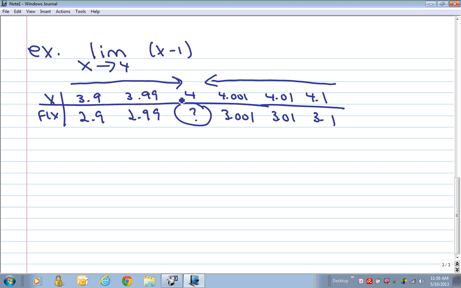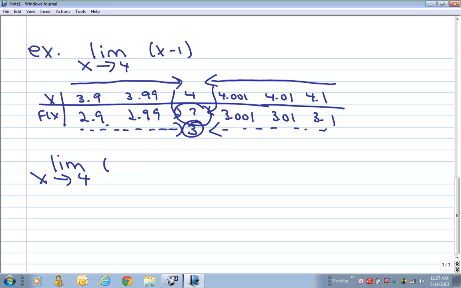As x approaches 4, y is approaching 3. So y is getting closer to 3 as x approaches. So we would write that as the limit as x approaches 4 of x minus 1 is equal to 3, or f of 4 equals 3. All right, let's take a look at another graph.